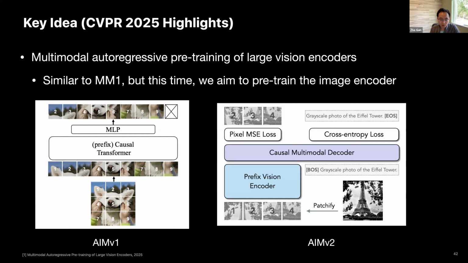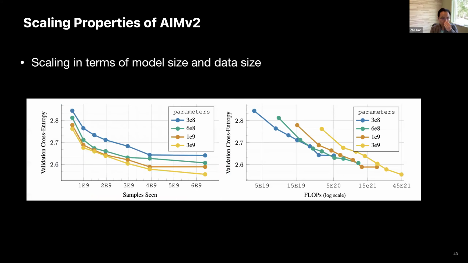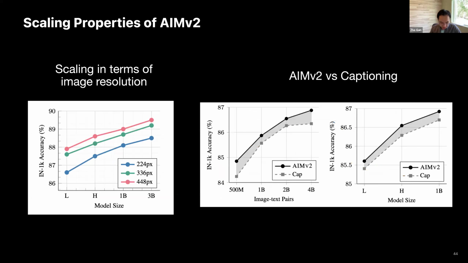And then you put some additional loss on the pixel side. If you are familiar with the literature, this also makes a good connection to the CapPa work, which is also by Google, using an image captioning loss to pre-train the image encoder. For details, feel free to check the paper. But here we can see that AIM v2, this kind of pre-trained image encoder, is also scalable. I mean, it has a good scaling property.